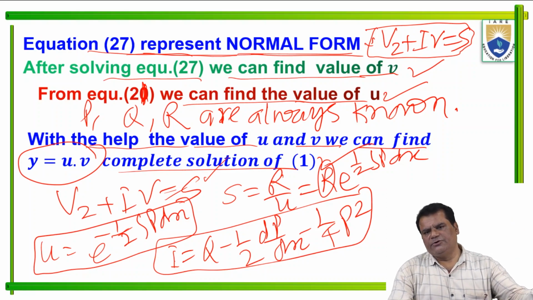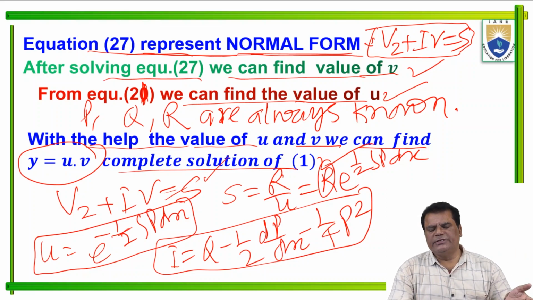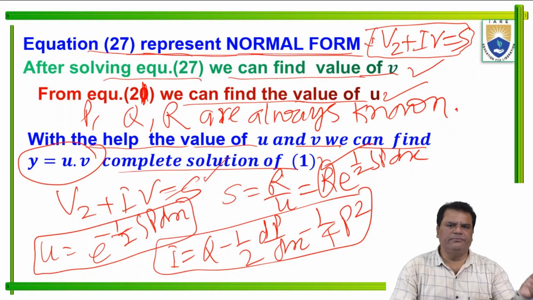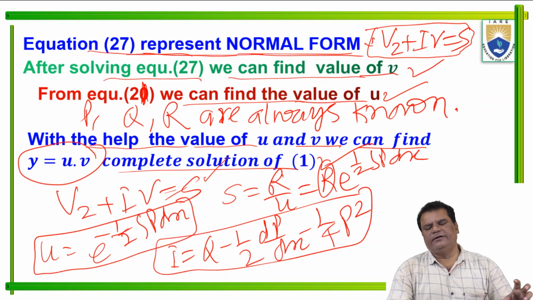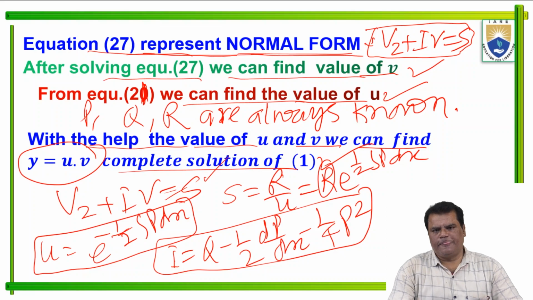Our given differential equation is converted into normal form. The normal form is in v. After solving this equation, we can find the value of v, and the complete solution is y equals u into v. This is the total procedure of the method to find the solution.